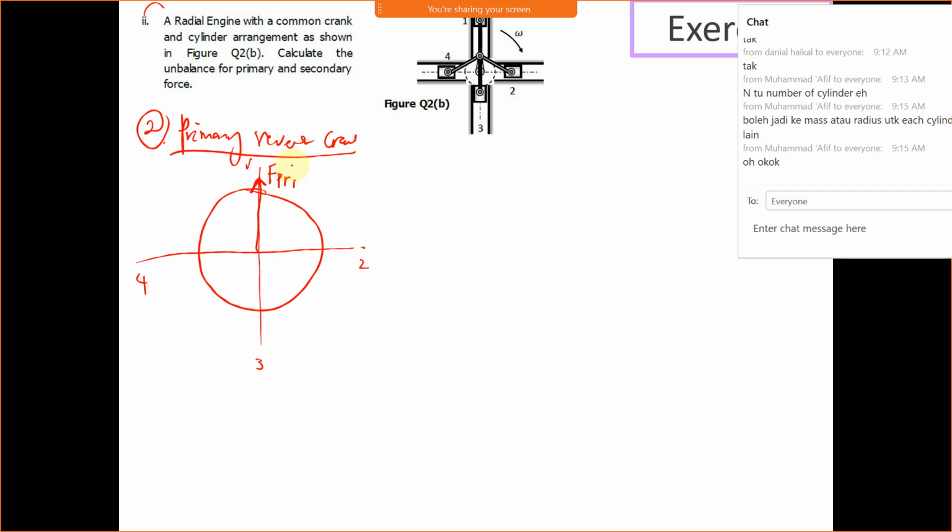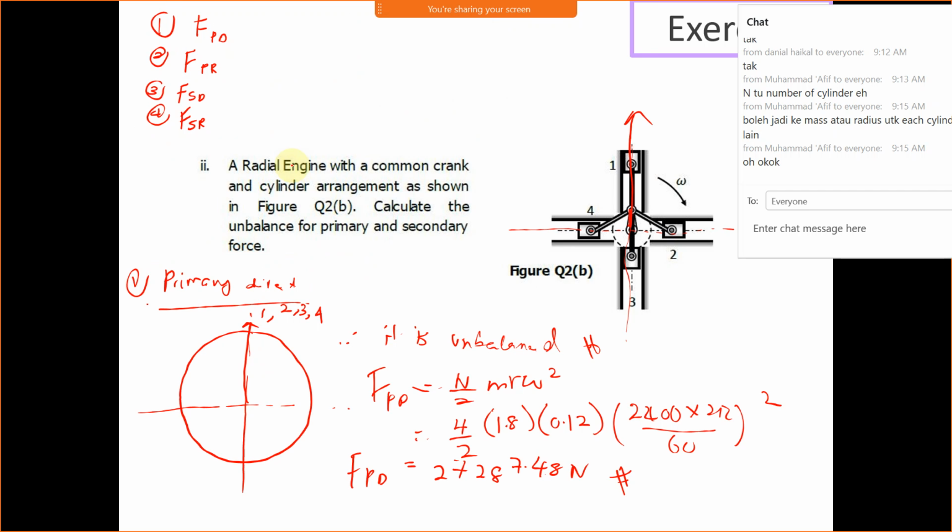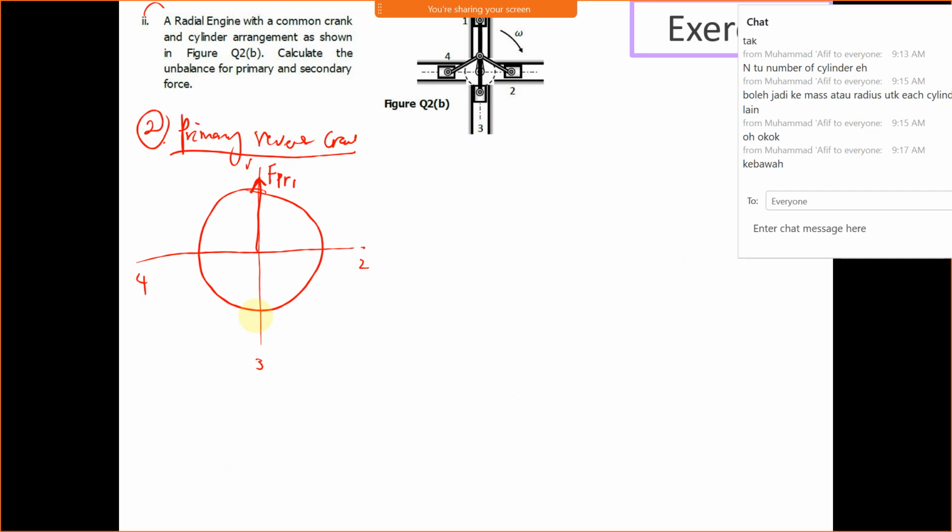And then, how about FPR number 2? Where is it? Should be mirror from FPD number 2. FPD number 2 is upward. So, FPD number 2 sama kita dekat atas. Jadi, dia must be mirror from cylinder line number 2. So, should be downward, isn't it? So, this is FPR 2.